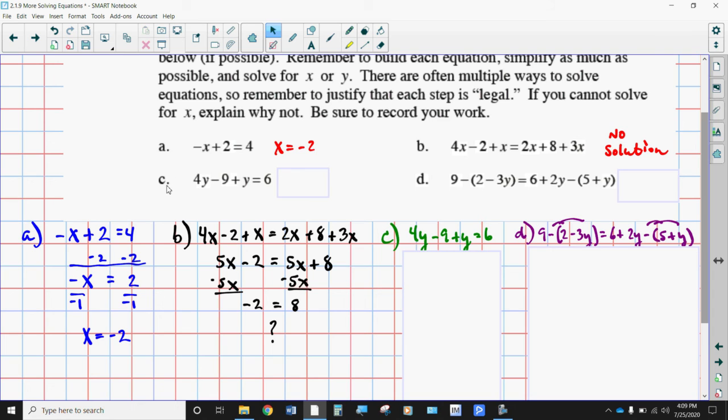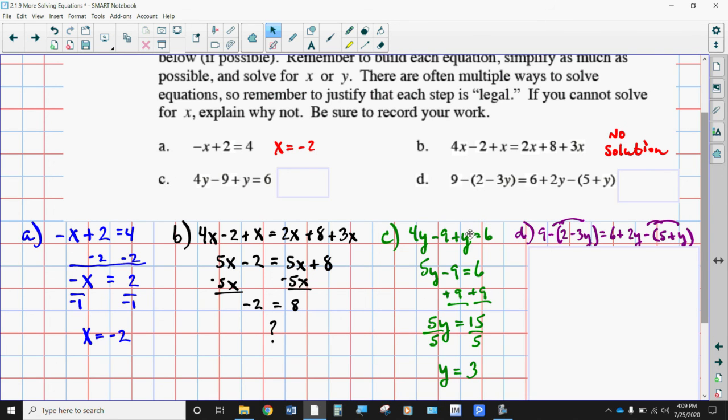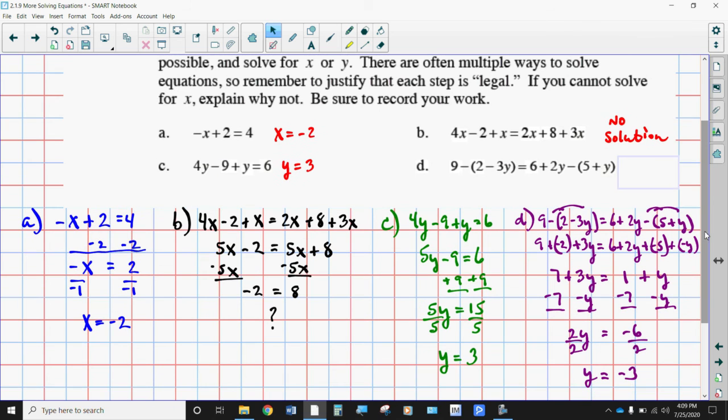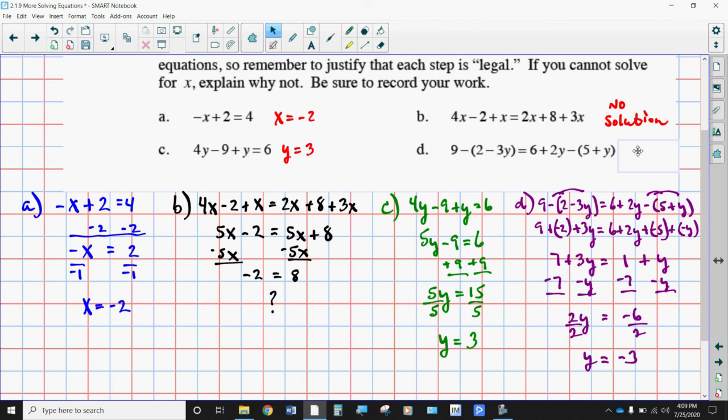For part C, combine like terms, add 9 to each side, divide by 5. You get x is equal to 3. And once again, if you tested that, this would be 12 minus 9 is 3, and 3 plus 3 is 6. Yes, that checks out. And then for the last example, we got a lot of distributive property we got to work through and combining like terms. And eventually we get to that point where y ends up being equal to -3.